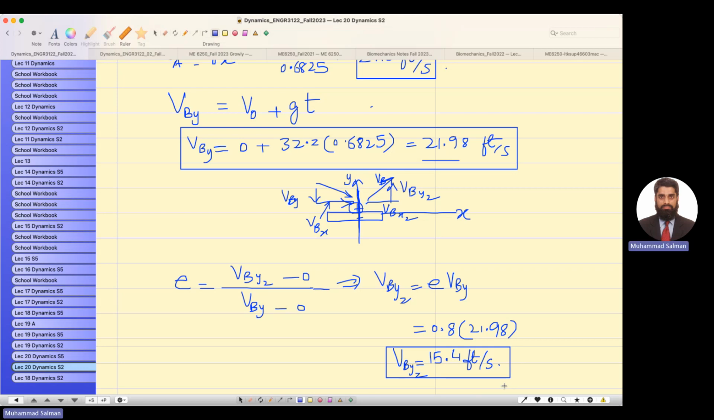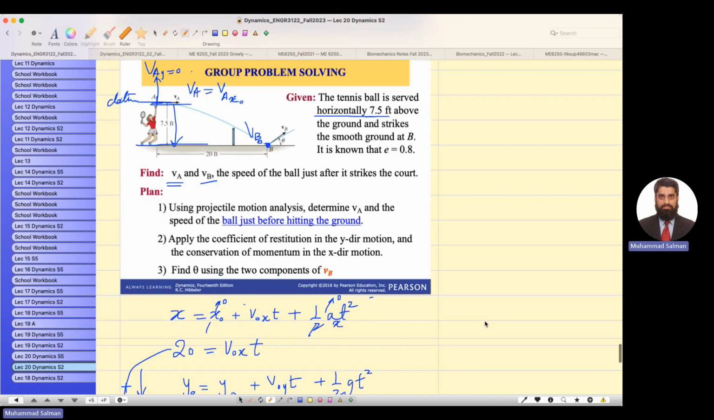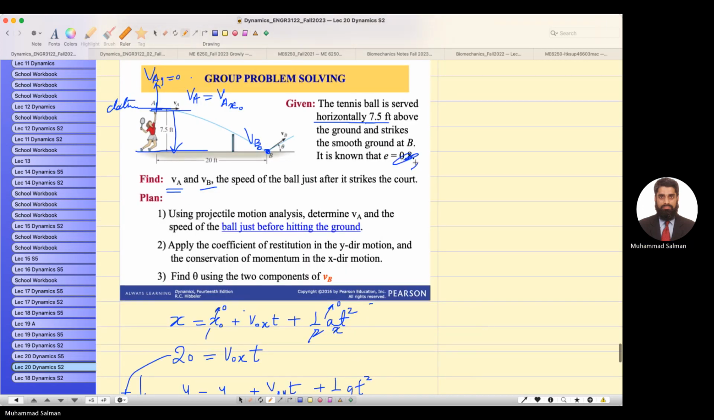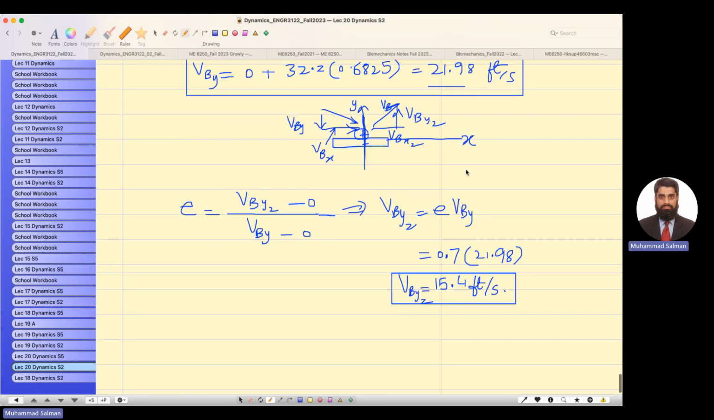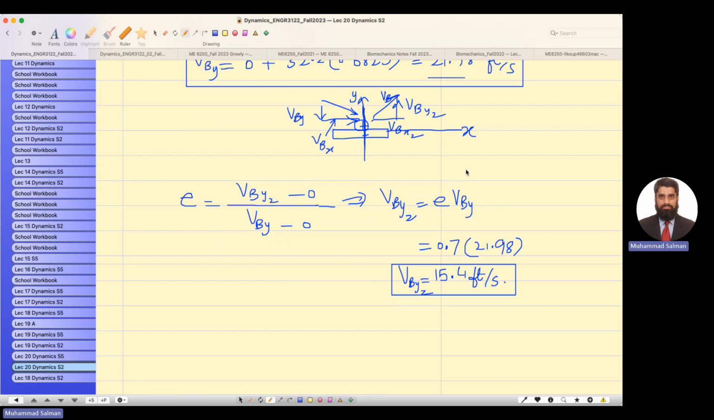Hey, there is a problem in the solution. The 0.8 is not given. It is 0.7. Let me show you the solution. So if you do me a favor, change this to 0.7. Can you redo the math? Because the problem says something different than the solution. E equals 0.7 for this case. Then it will be similar to what we have in our slides.